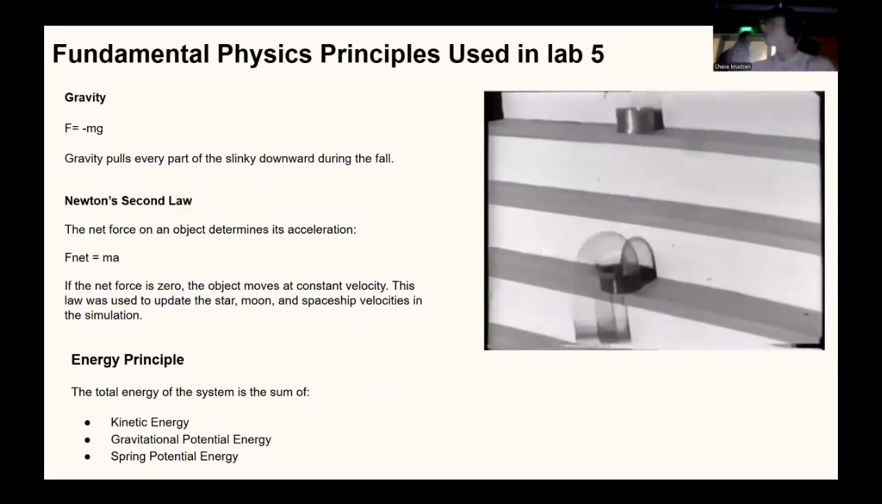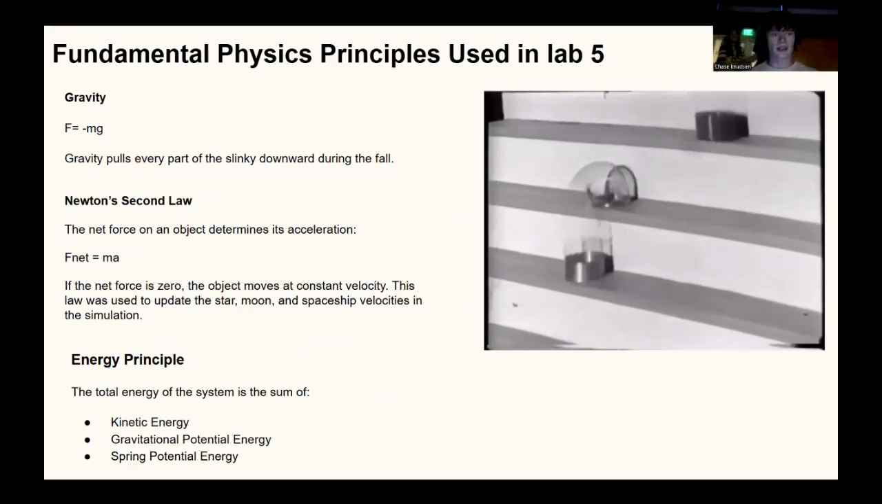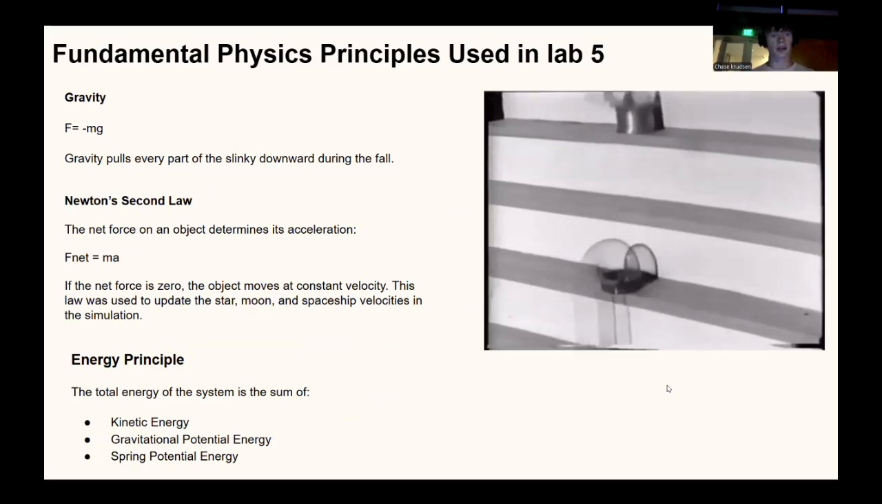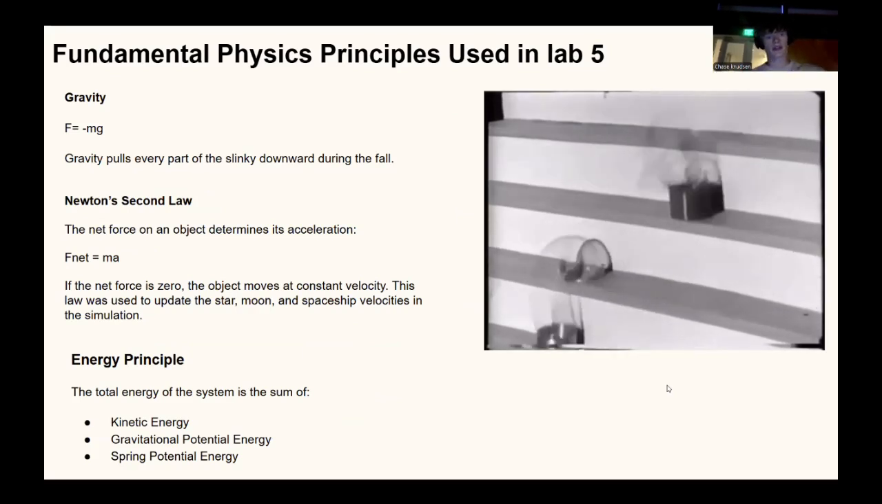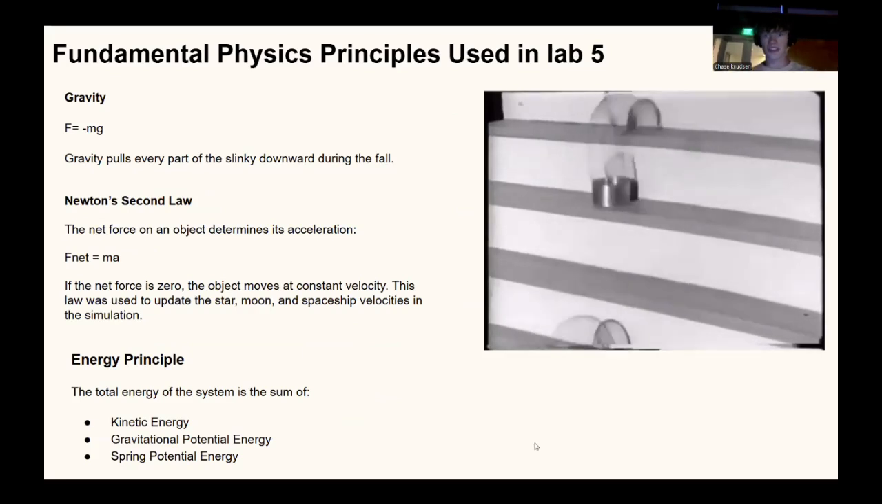Fundamental physics principles used in Lab 5: gravity, of course. Newton's second law, F net equals ma. Energy principles: the total energy of a system is the sum of kinetic energy, gravitational potential energy, and spring potential energy.